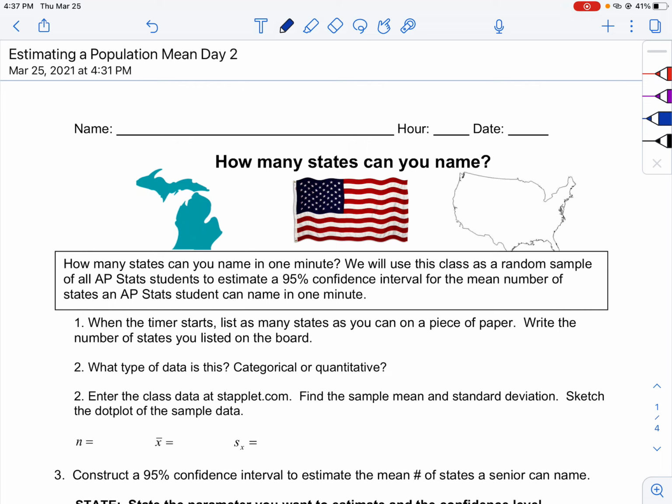When the timer starts, list as many states as you can on a piece of paper. Write the number of states you listed on the board.